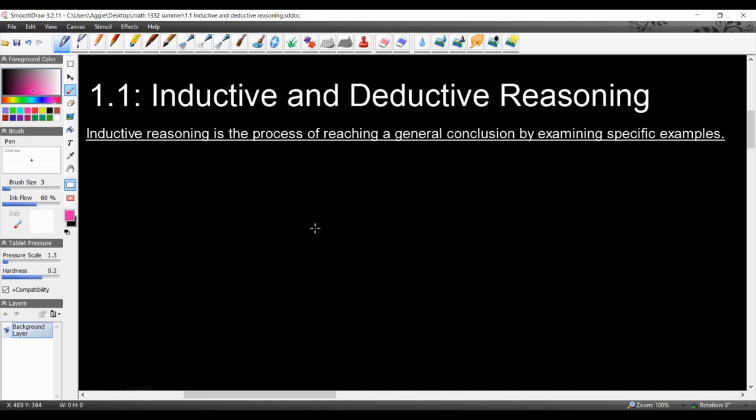Okay, so before we start that, let's go ahead and give a definition for inductive reasoning. It tells us here that inductive reasoning is the process of reaching a general conclusion by examining specific examples. And this is your key word right here, specific examples. So what we're going to do is start right with an example and just show you how this works.